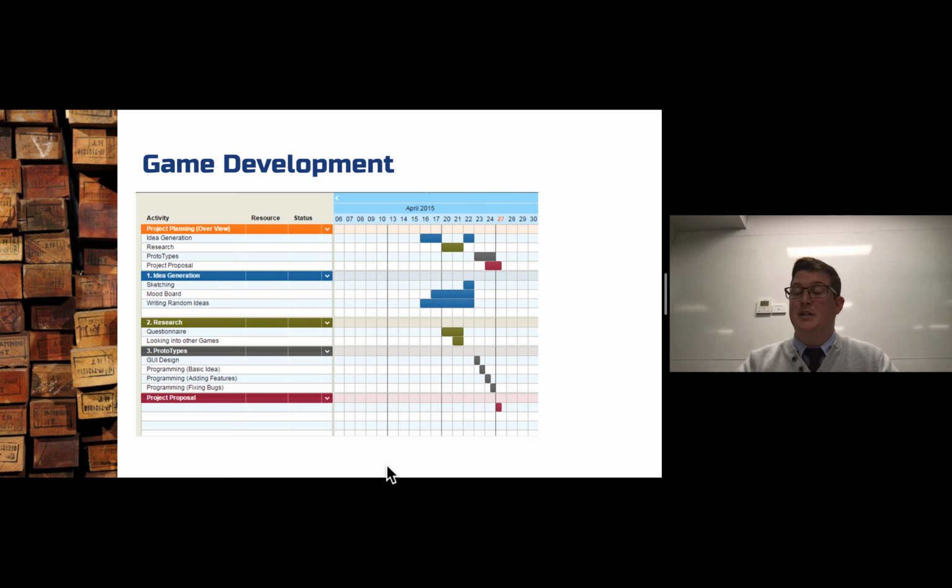Time, activities. You're starting to see Gantt charts always look the same. Time across one side, activities down. Okay? So time across the top, activities listed down the page.